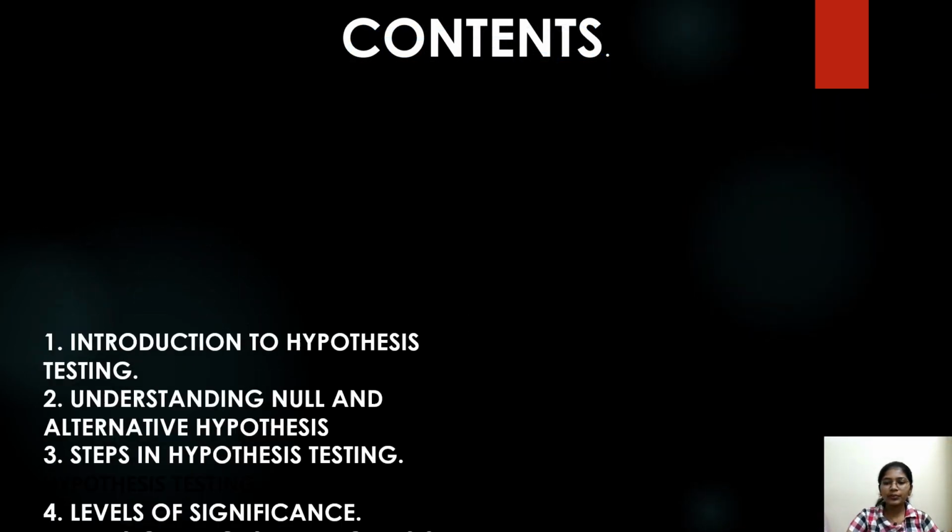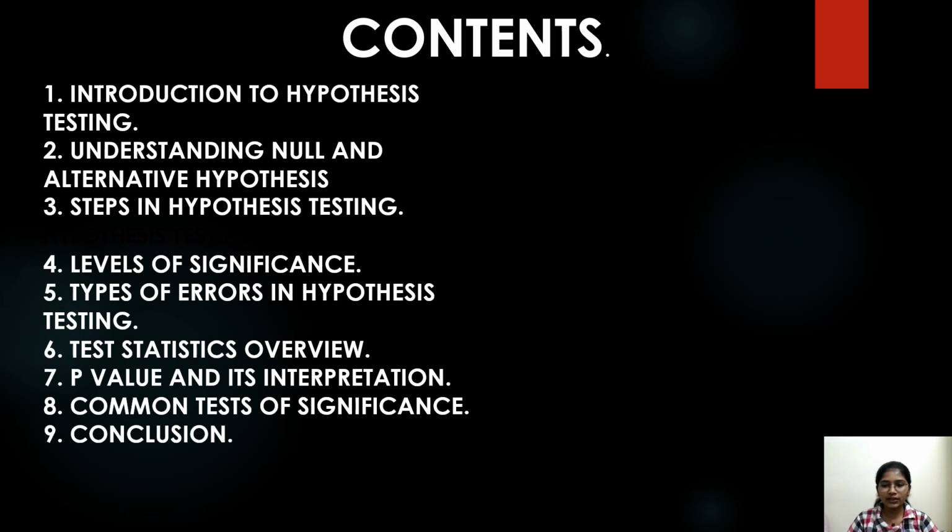Before going to our main topic, let us discuss the table of contents. First, introduction to hypothesis testing. Second, understanding null and alternative hypothesis. Third, steps in hypothesis testing. Fourth, levels of significance. Fifth, types of errors in hypothesis testing. Sixth, test statistics overview. Seventh, p-value and its interpretation. Eighth, common tests of significance. Last one is conclusion.